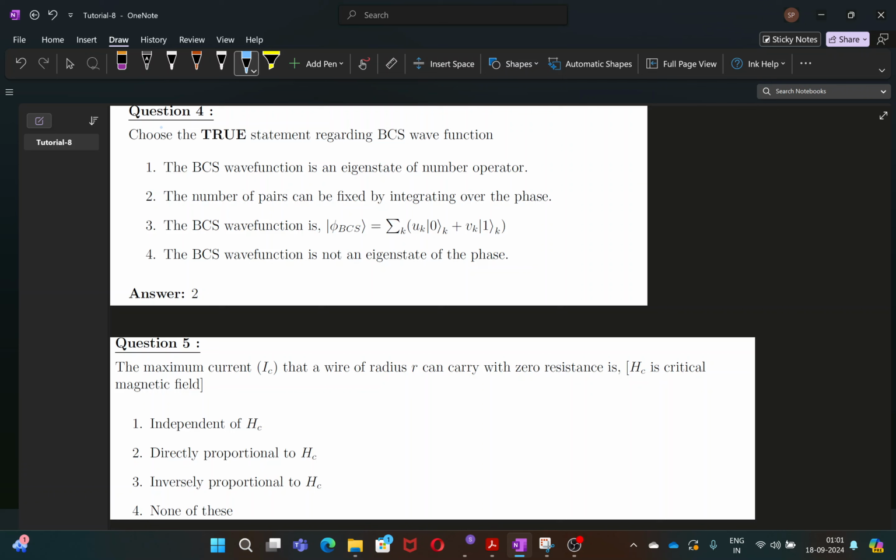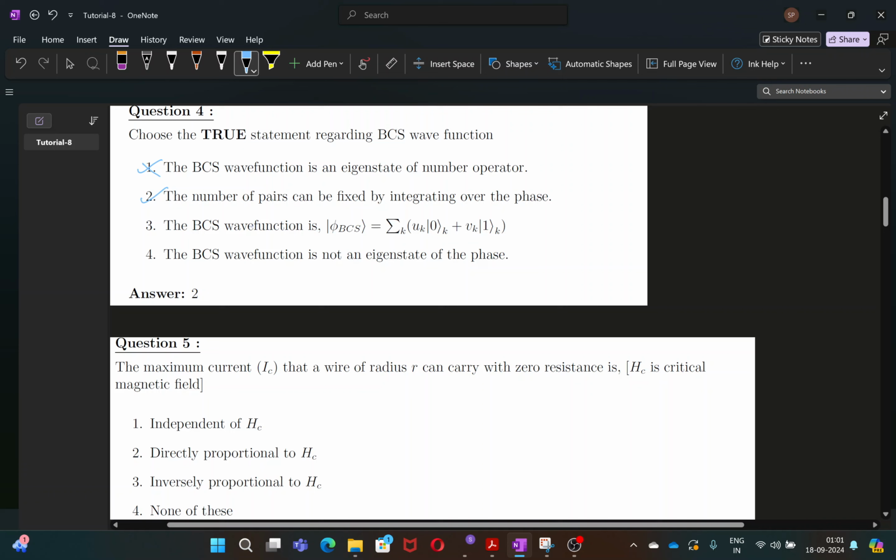So the first one is that the BCS wave function is an eigenstate of the number operator. This is obviously wrong. The next option: the number of pairs can be fixed by integrating over the phase. This can be true, because if the pairs are of different phases, they can be fixed together if we integrate over the phase on them.